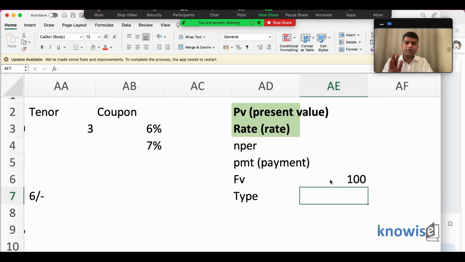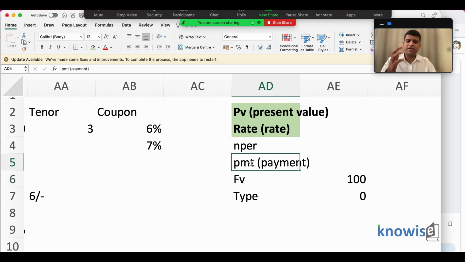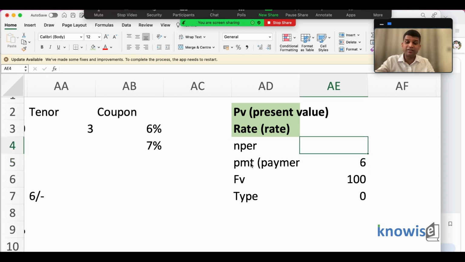Now, in bond valuation, type is always 0, okay? Let's say it's safe to assume it to be 0. Even if you don't enter 0, Excel by default assumes it to be 0. Now, the second one is when we say payment, it is nothing but cash flow. If you buy my bond, what is the cash flow you are going to get? Always remember, payment is nothing but the coupon amount or the interest amount you'd be earning from my bond. So that is 6 rupees. 6 rupees for how many years? It is 3 years.